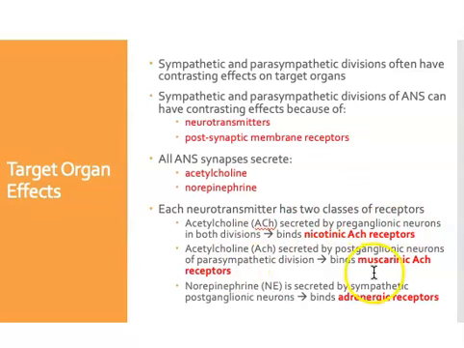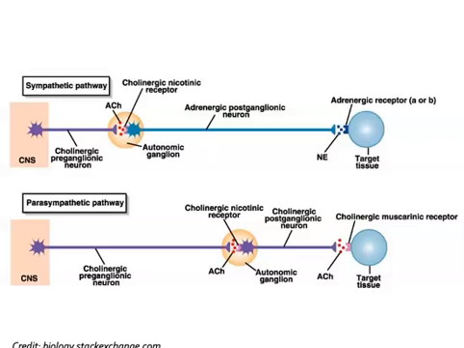I think you'll find that while you're studying, it'd be very helpful to draw out these pathways and this terminology. Something similar to this, if you find it helpful. Here's the sympathetic pathway, here's the parasympathetic pathway. But we've included both the neurotransmitter and the postsynaptic receptor type.